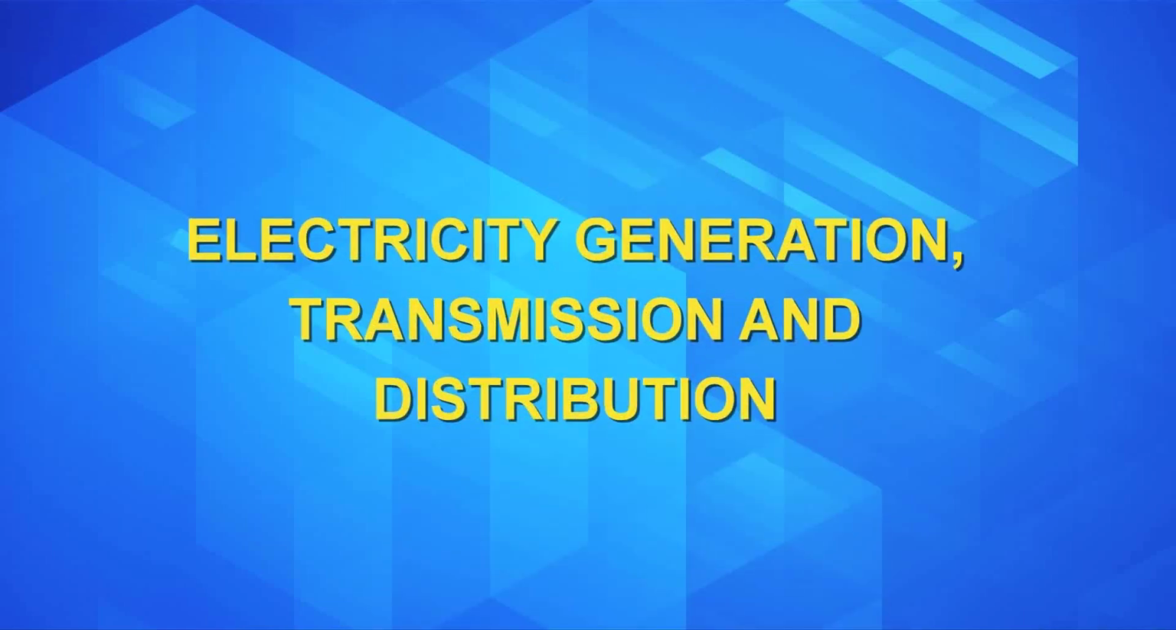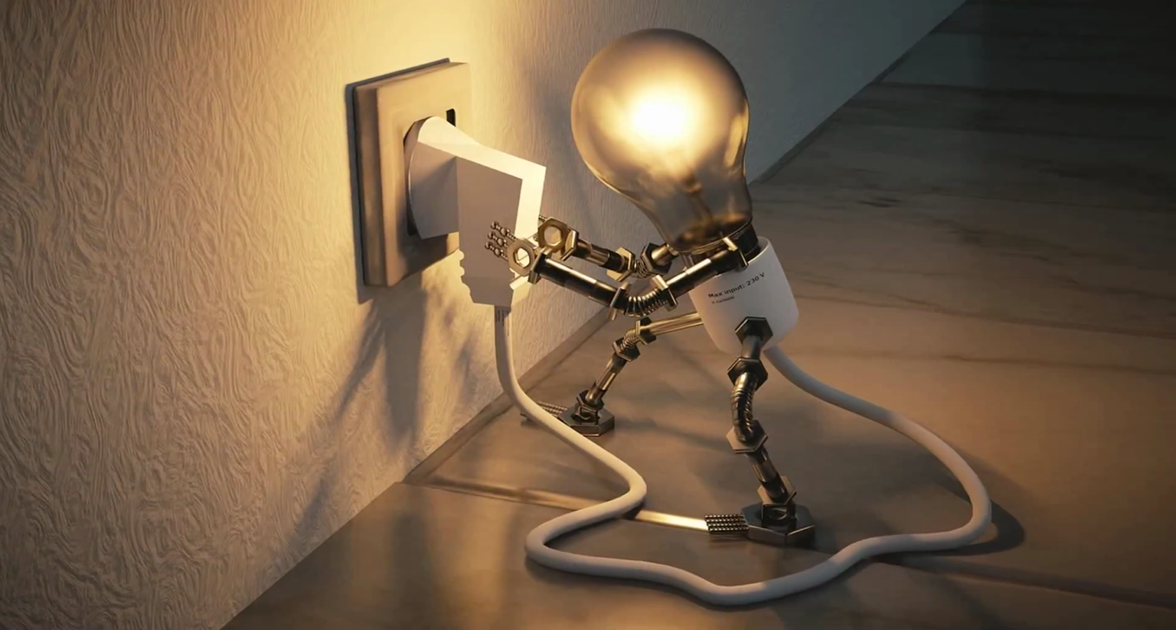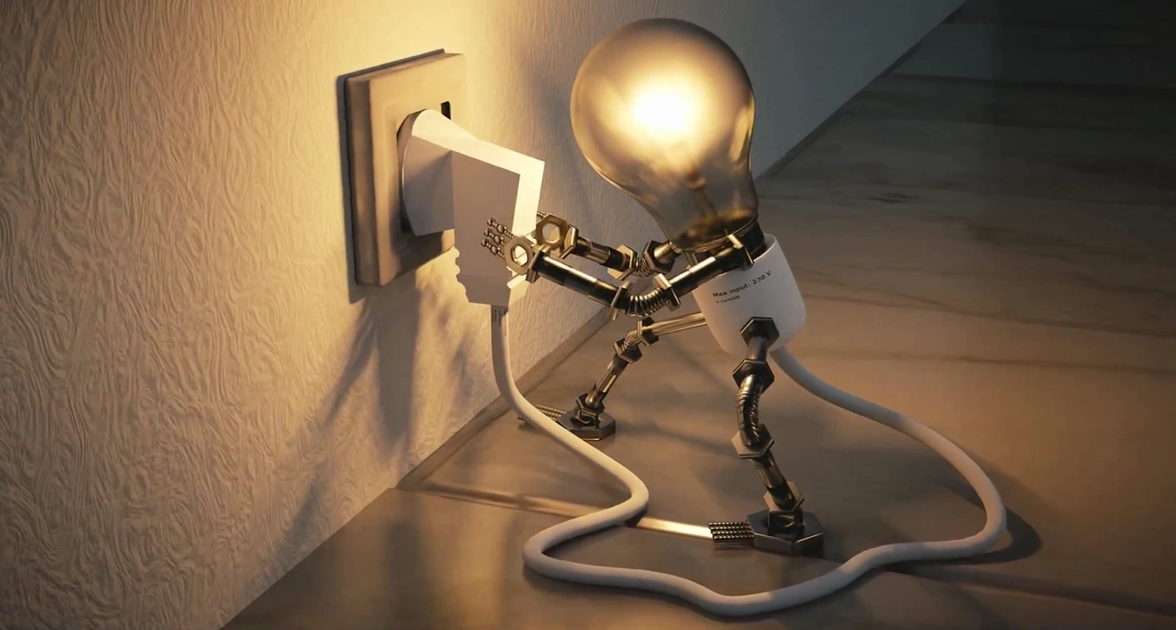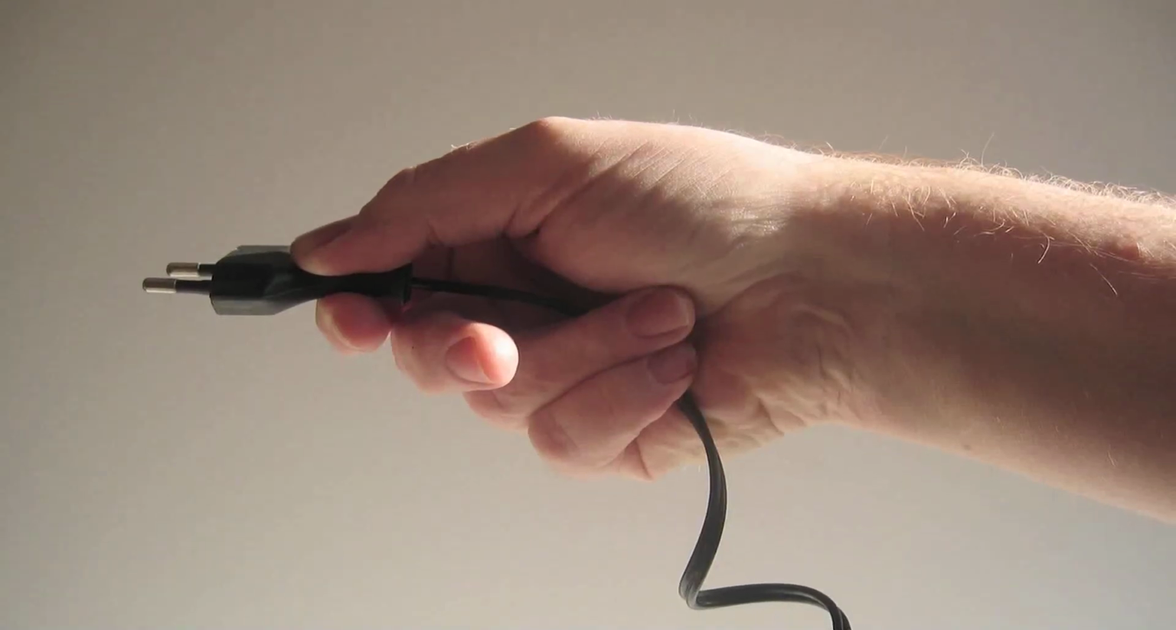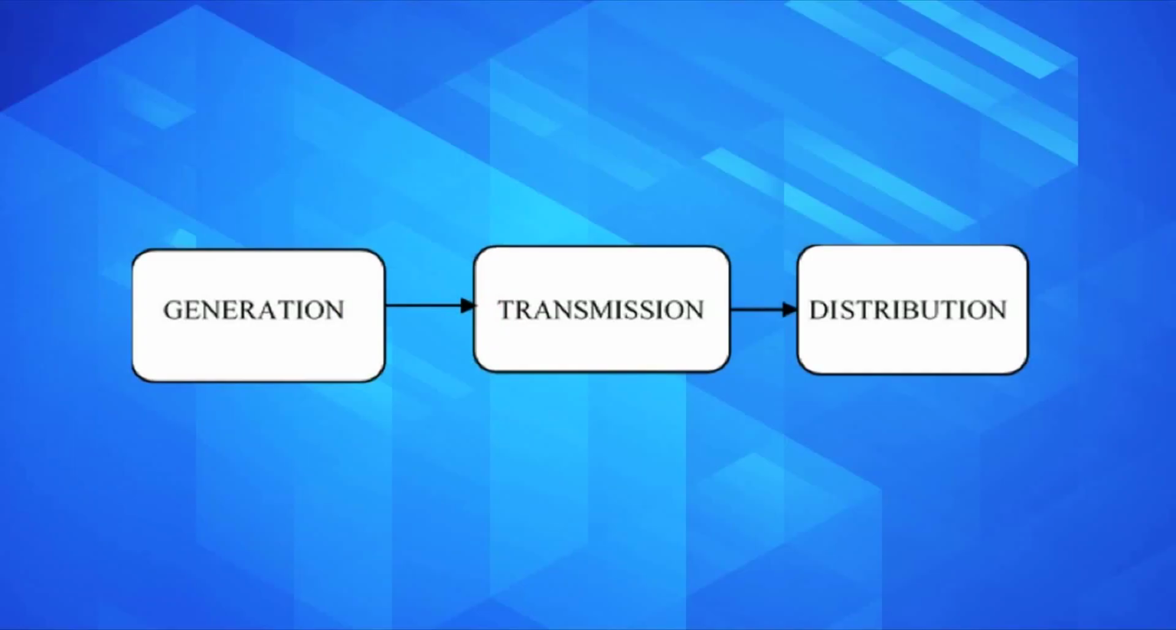The next topic is electricity generation, transmission, and distribution. Electricity can be generated, transmitted, and distributed for various purposes. Electricity plays an essential part in our lives and almost all appliances need it. Electricity generation, transmission, and distribution are the key components of the electric power system.